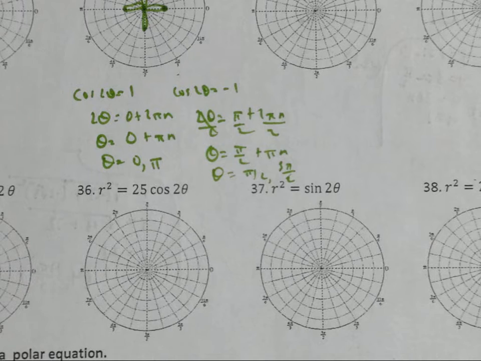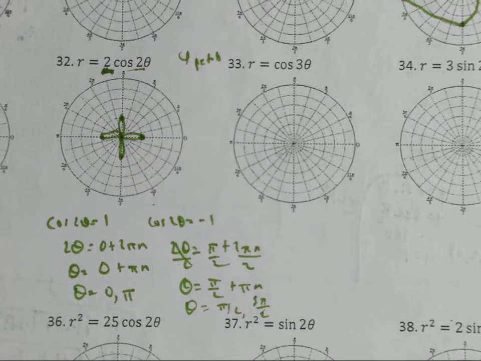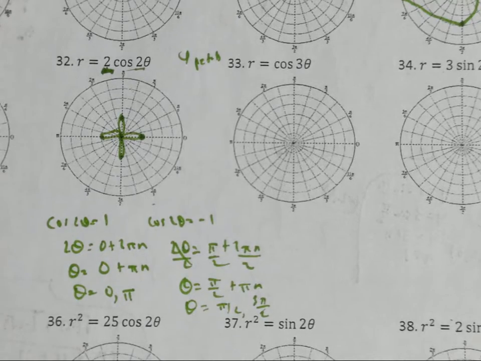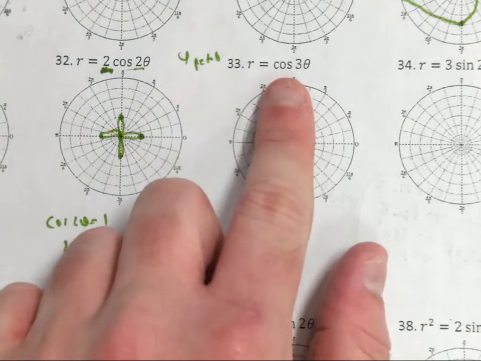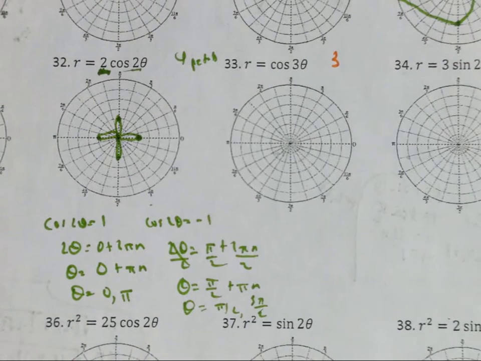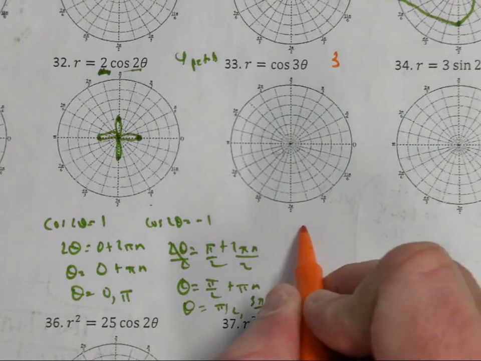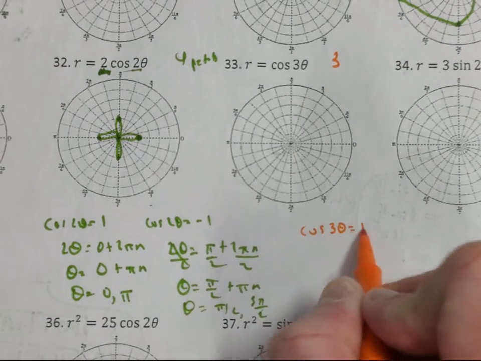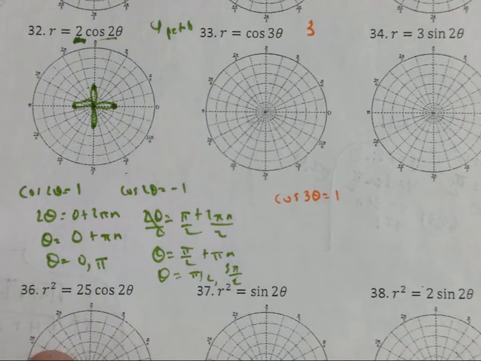Thank you. All right, on number 33, how many petals will I have on this one, Ms. Sherman? Yes, how many petals will I have? 3, very good. How many equations will I set that to, Jessica? 1. So watch this. We're going to have cosine of 3 theta equals 1. What value of cosine gives you a value of 1?